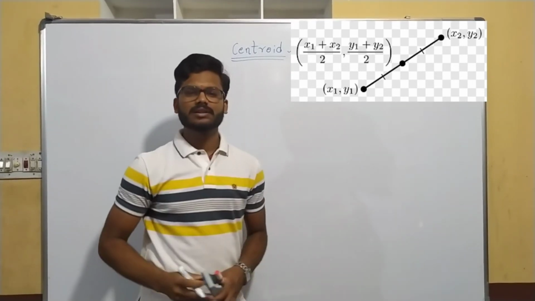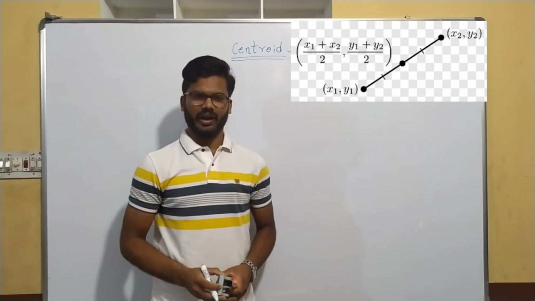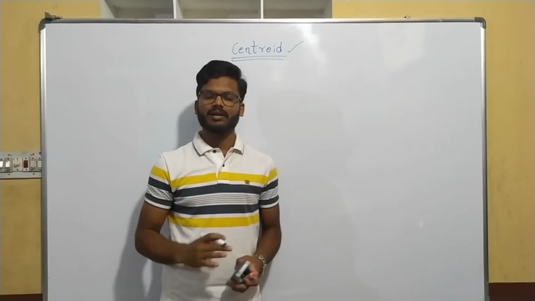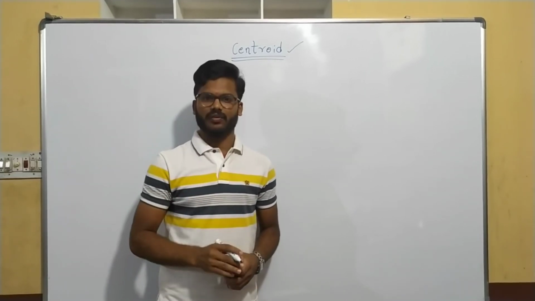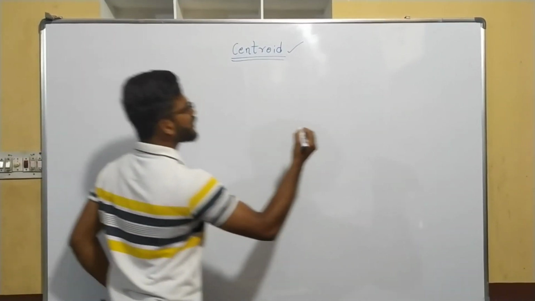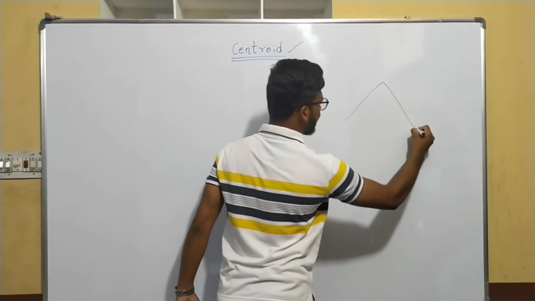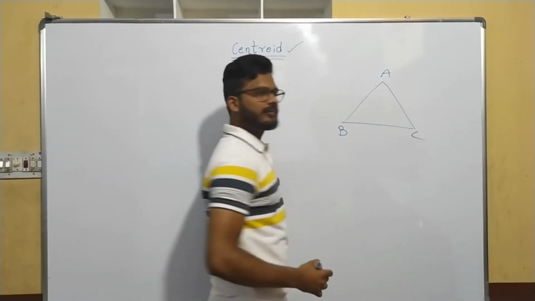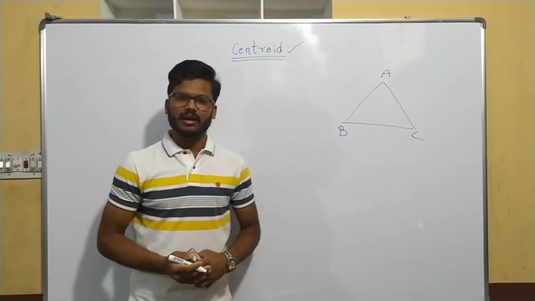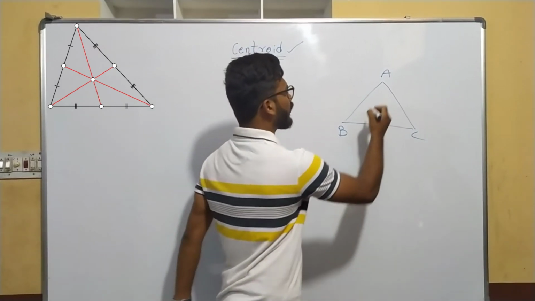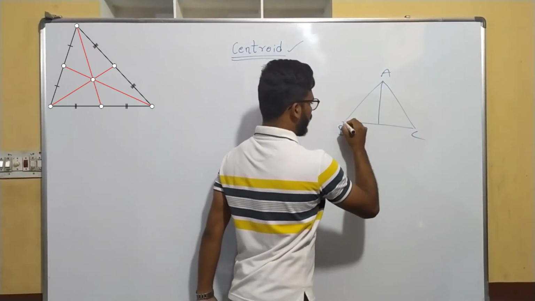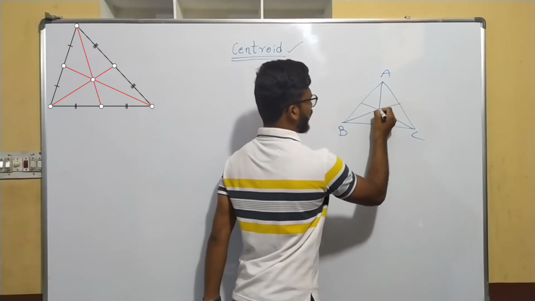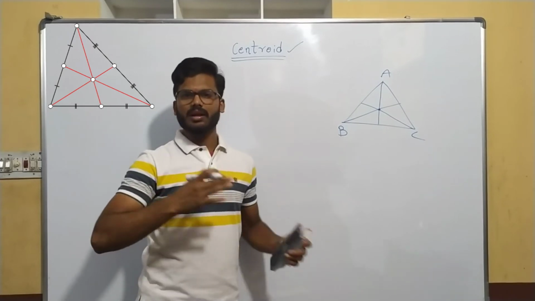See the next topic, what is it? How to find the centroid of a triangle. Before seeing how to find it, let us first know what a centroid is. Suppose you have a triangle ABC, and which point do we call the centroid? The point of concurrency of the medians of a triangle is called the centroid, or the point of intersection of all the medians.